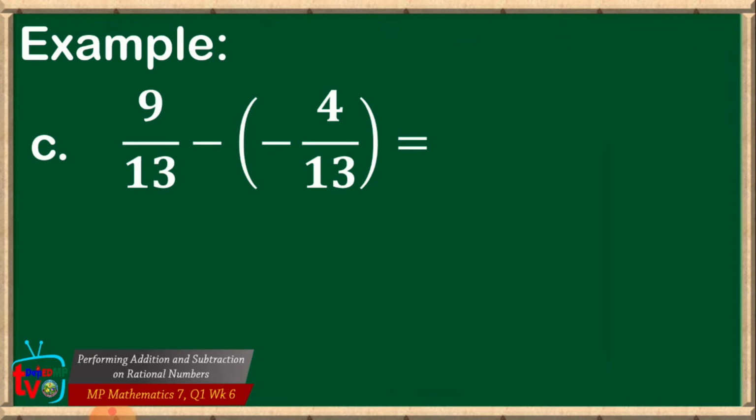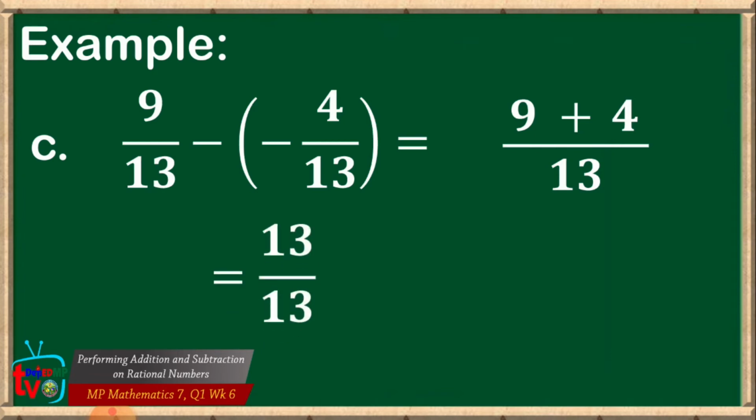Moving on to letter C example. 9 over 13 minus the quantity negative 4 over 13. Add again the numerator of the minuend and the opposite of the subtrahend. Copy the common denominator. Then proceed to addition. 9 plus 4 is 13, and then copy the denominator, of course. Now, 13 divided by 13 is equal to 1.